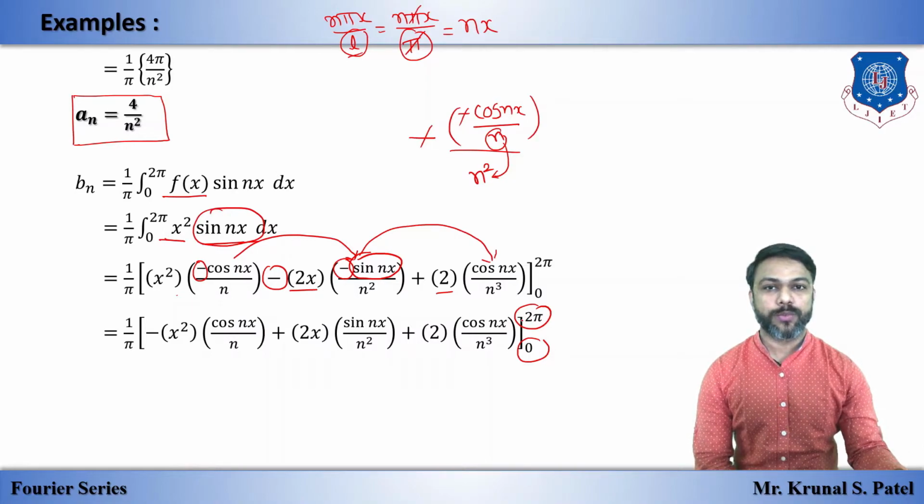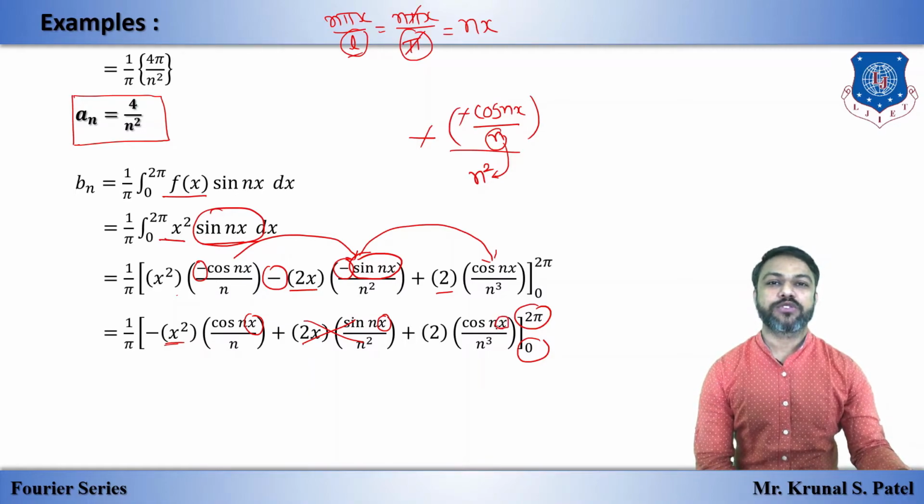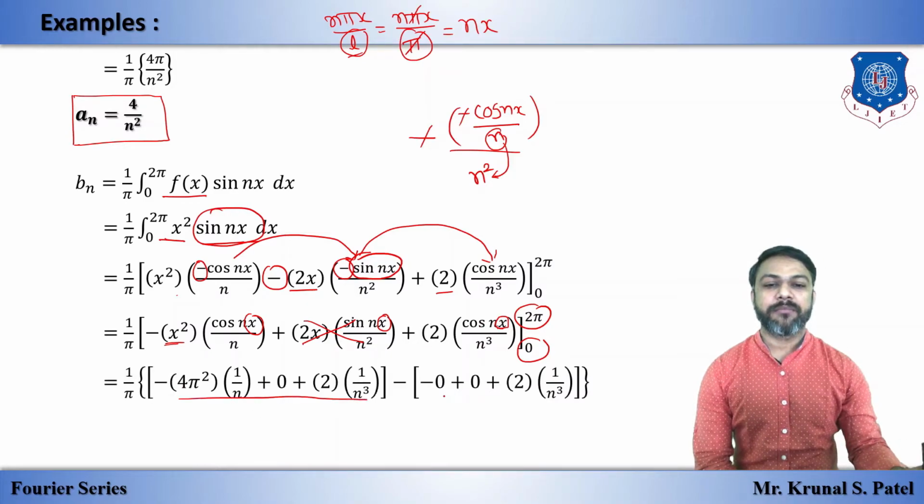So if we put 2 pi here, this becomes cos n 2 pi, and cos n 2 pi is 1. So we have 1 by n. We have to put 2 pi here also, so 2 pi whole square is 4 pi square. Similarly, if we put 2 pi here, sine n 2 pi is 0, so this term will be 0. And if we put 2 pi here, we have cos 2n pi, which is 1, so 1 by n, with 2 as it is. So we have upper limit minus lower limit. Have a look one more time.